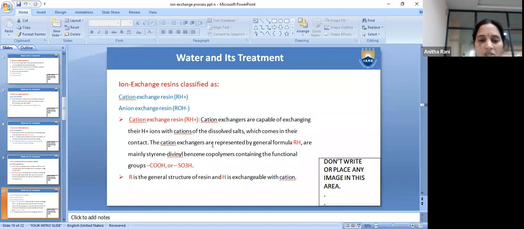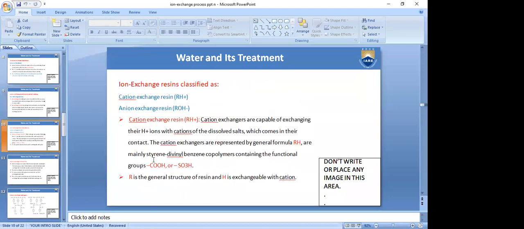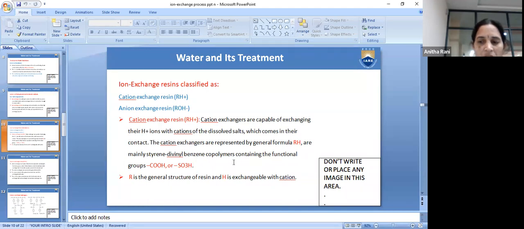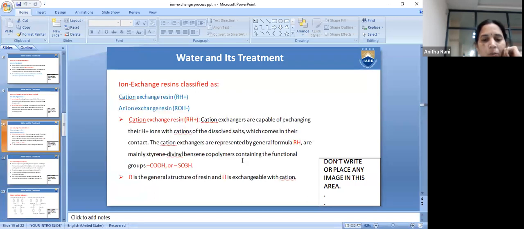So what is cation exchange resin? Cation exchange resin is a styrene, divinyl benzene copolymer with a cross-linked structure, containing the functional group either carboxyl group COOH or sulfonate group. Look at the structure here. This is a cross-linked high molecular weight polymer.